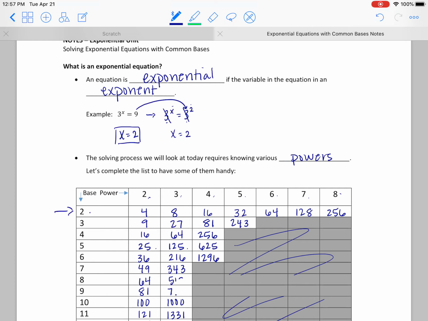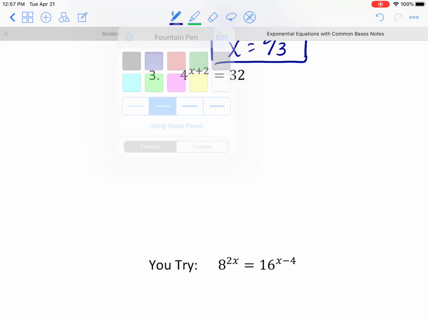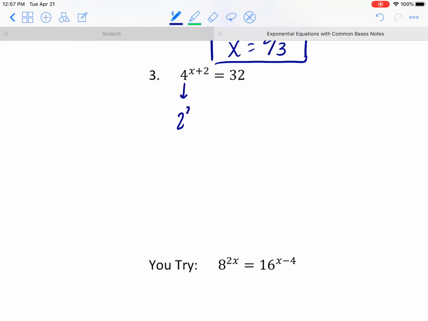Okay, not too terrible. All right, 4 and 32. Let me go back to my table. 4 and 32 are happening here. 4 we could say is 2 squared. 32 we can say is 2 to the 5th. So back here, we're going to rewrite the 4 as 2 squared, and make sure we bring down our x plus 2, and then the 32 becomes 2 to the 5th. Okay, so now we have common bases.